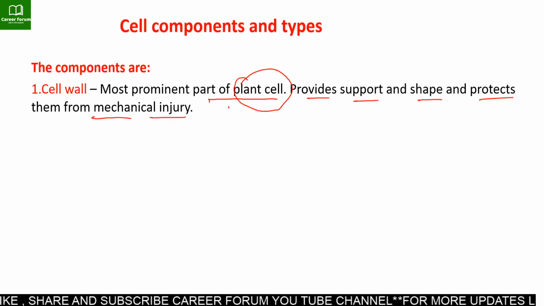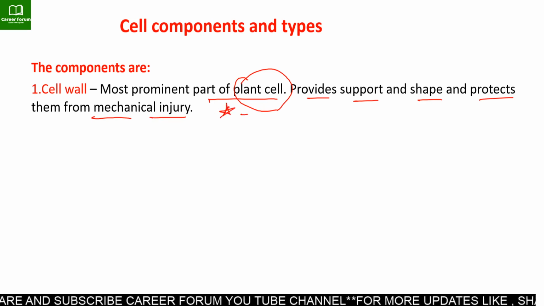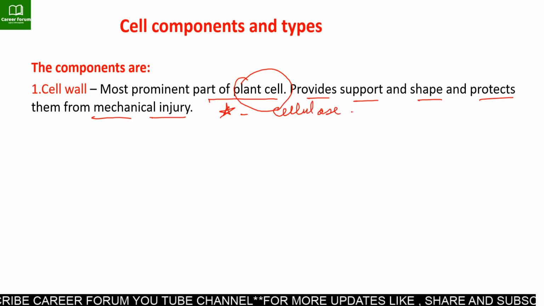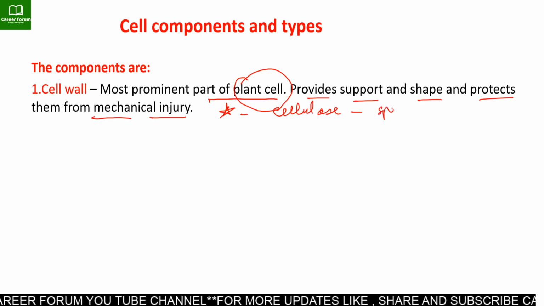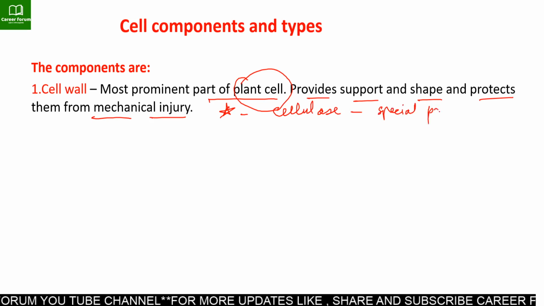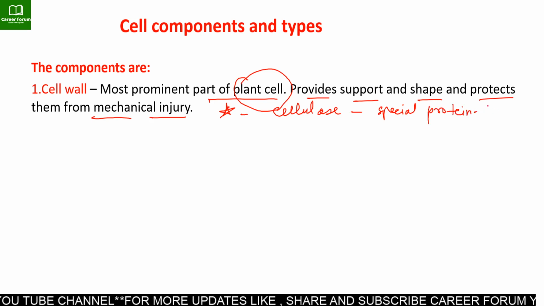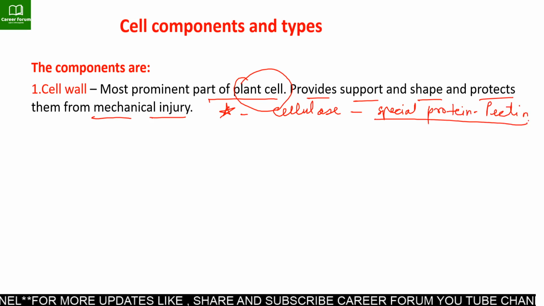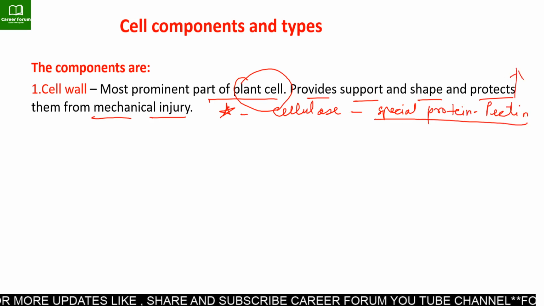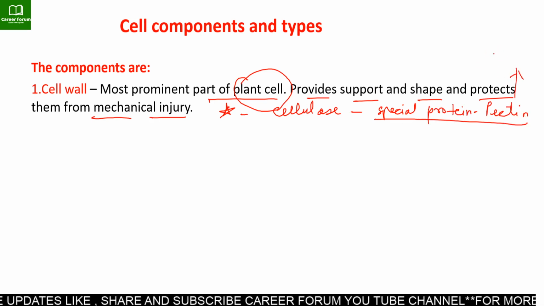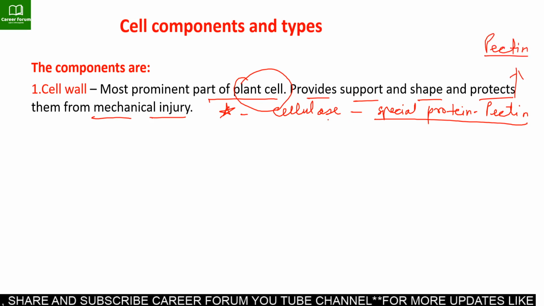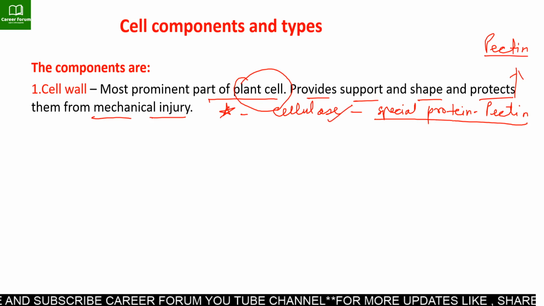Okay, so here I'm giving you an additional point. Cell wall is made up of cellulose, and it has a special protein. The special protein is pectin. Okay, so this is also important, because sometimes they may ask you a question about the protein. So this is pectin. Okay, and cell wall is made up of what? Cellulose, and it has a special protein called pectin. Clear? Let's move to the next part.